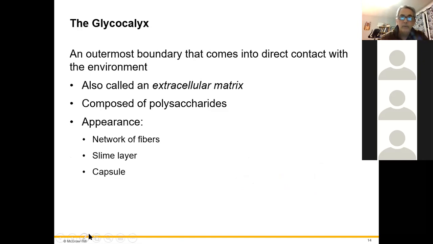The glycocalyx is an outermost boundary, also called an extracellular matrix. In us, we've actually retained this. In our cells, we have outside of our cells something called an extracellular matrix. It's made up of various polysaccharides, and has a network of fibers. In protists, they can have a slime layer and a capsule.